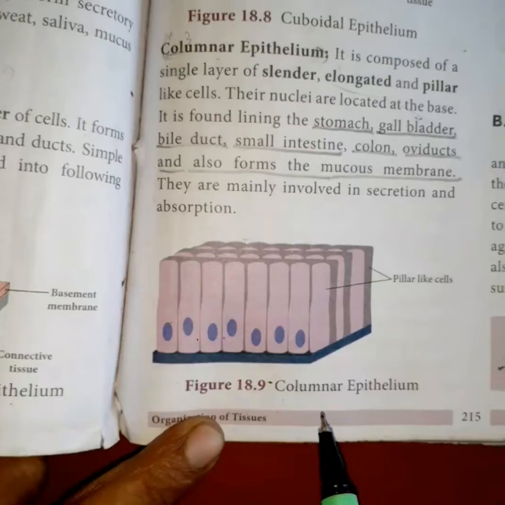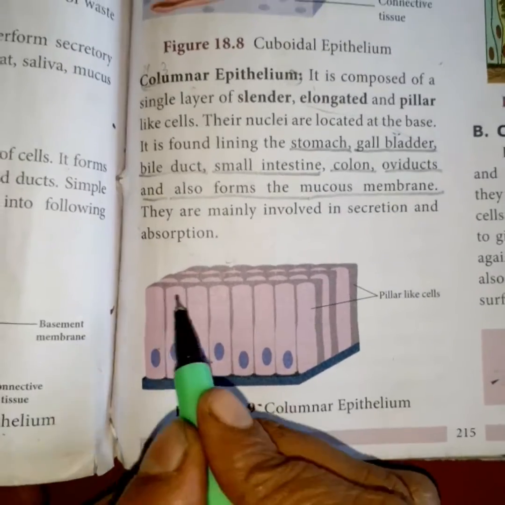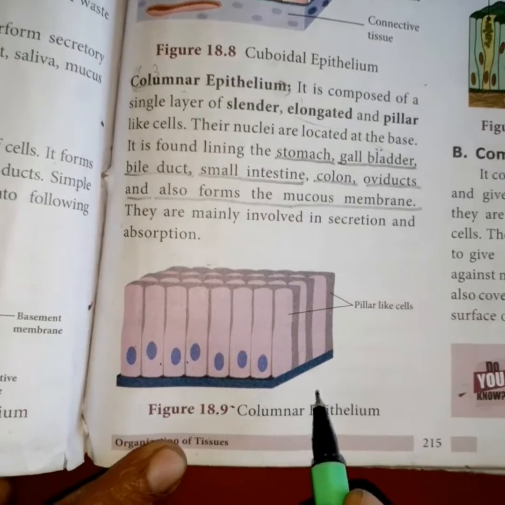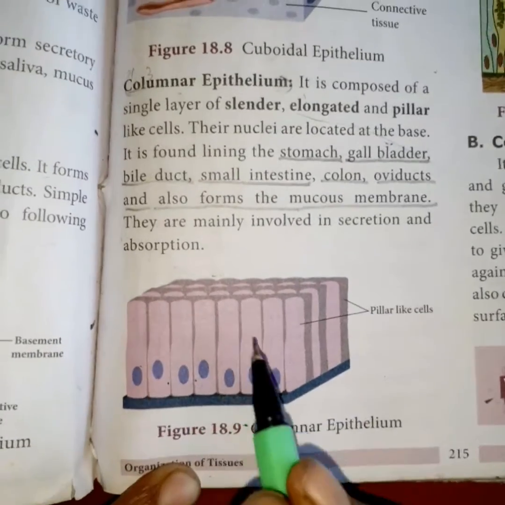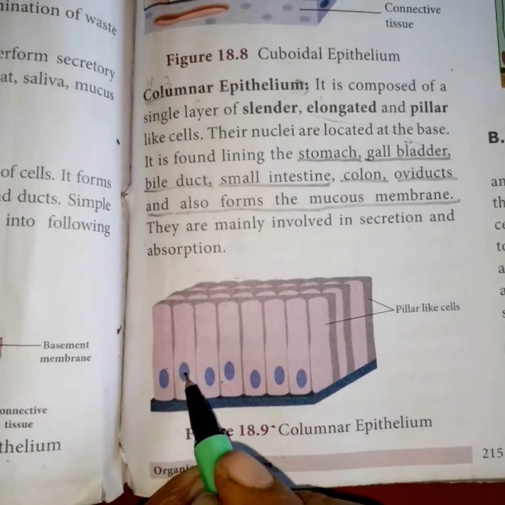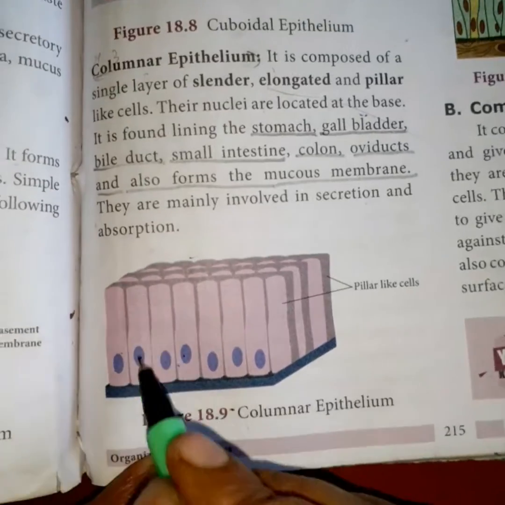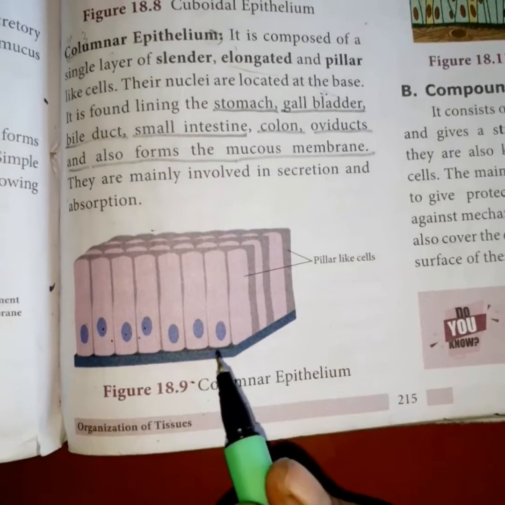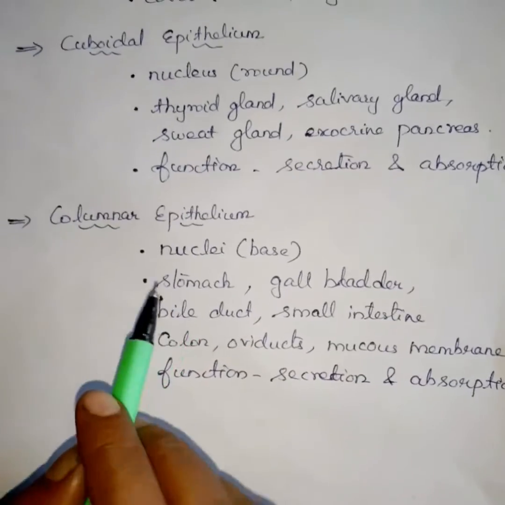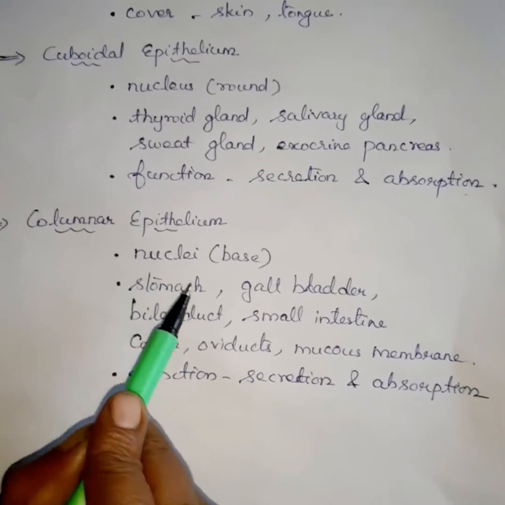Next one is the columnar epithelium. Here the cells are arranged in rows. They are long cells, and the nuclei are found at the base. They are pillar-like cells. Columnar epithelium is composed of a single layer of cells.